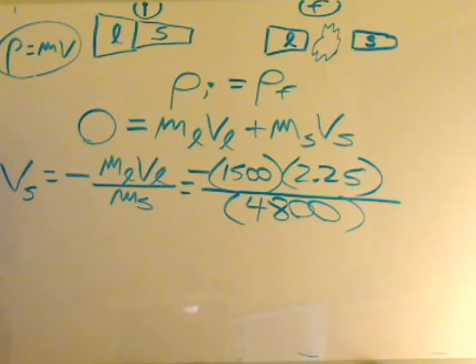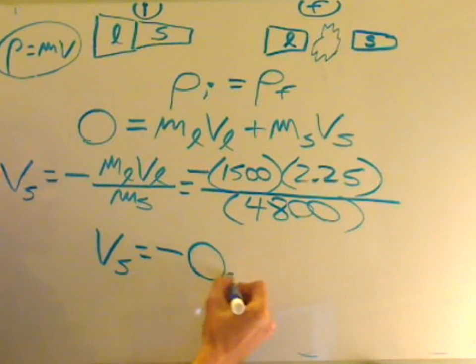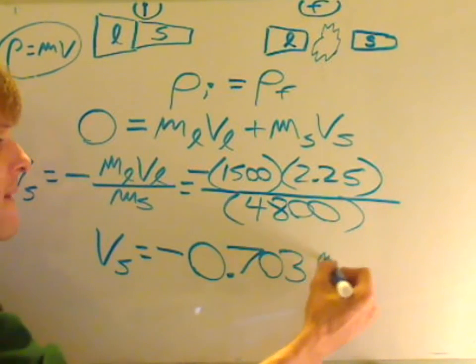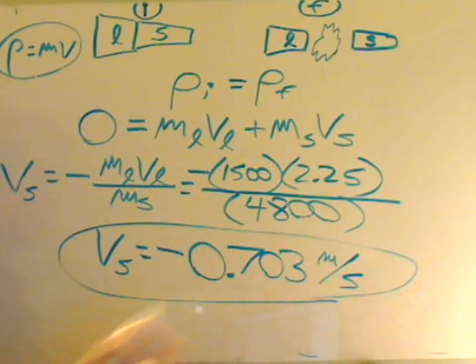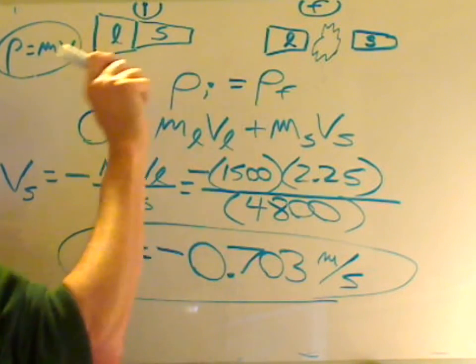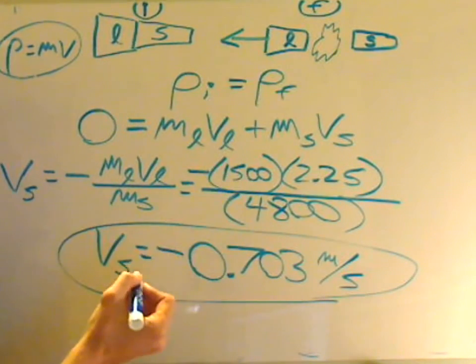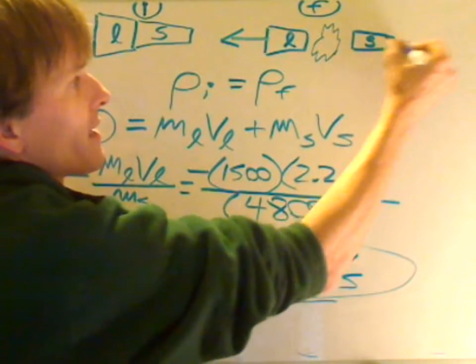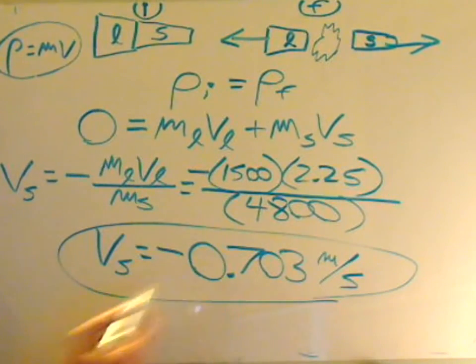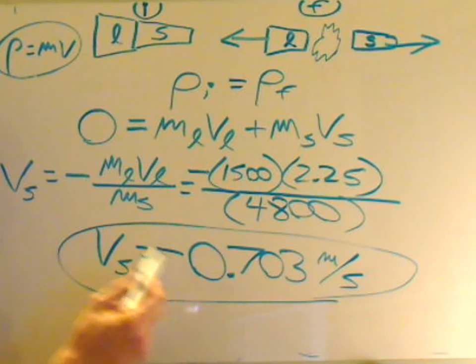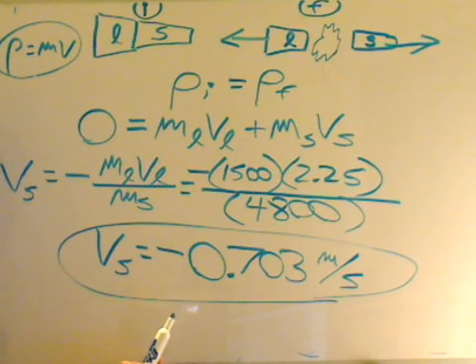Okay. Now, you solve this here. And what you find is that the satellite velocity is negative 0.703 meters per second. The negative sign tells us it's moving in the opposite direction of the launcher. So if the launcher is moving this way at 2.25 meters per second, the satellite is moving that way at 0.7 meters per second. So the minus sign is just telling us it's in the opposite direction of the launcher. So there's the answer to part A.